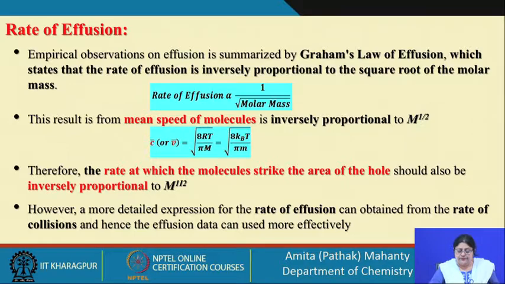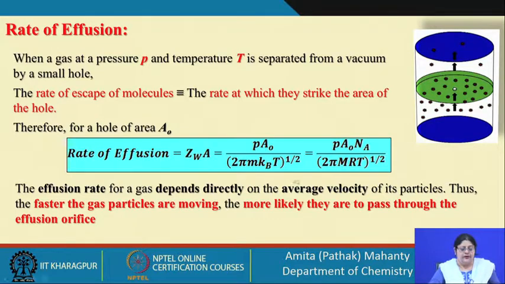A more detailed expression of the rate of effusion can be obtained from the rate of collision, and hence the effusion data can be effectively used. So, when a gas of say pressure P and temperature T is separated from a vacuum by a small hole, something like what I have shown here, there is one hole through which the gas can pass. The rate of escape of molecules is equal to the rate at which the molecules are striking that area. So, once we know the collision flux, that means the number of hits the particle is making on a particular area per unit area per unit time, then we can calculate the rate of effusion.